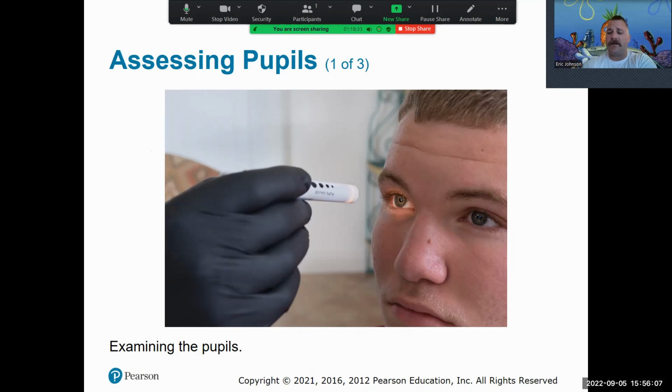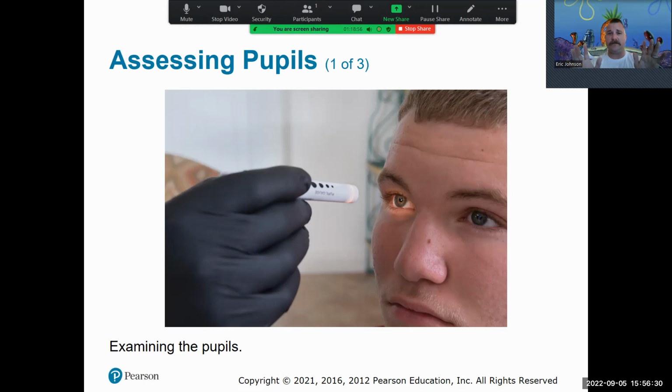1 is very, very small. We would call that constricted or pinpoint. And all the way at the farther side at 6 or 7 or even 8, that would be completely dilated, or as we call it in the field, their pupils are blown out. Now, these can mean a couple different things, but we're going to be integrating pupil response later in class through almost every chapter through medical and trauma.